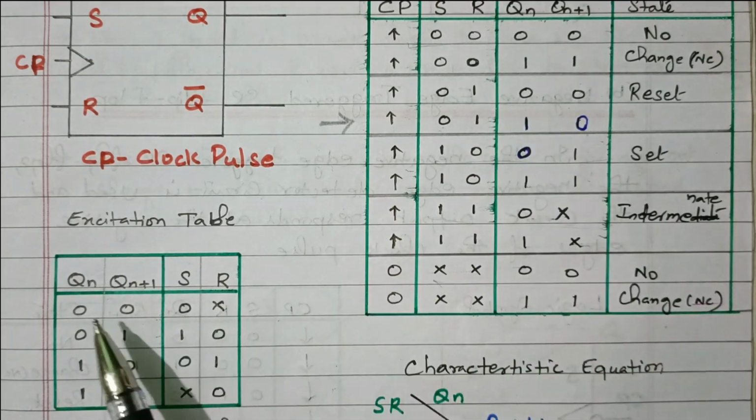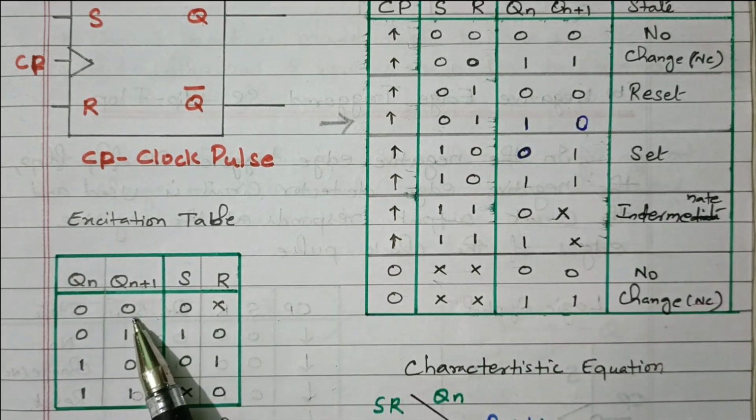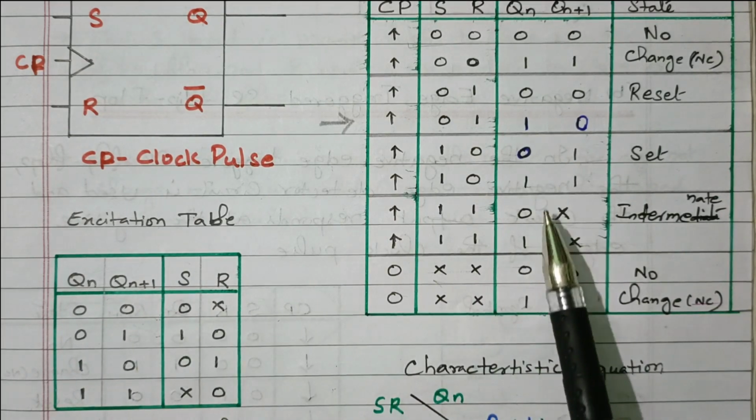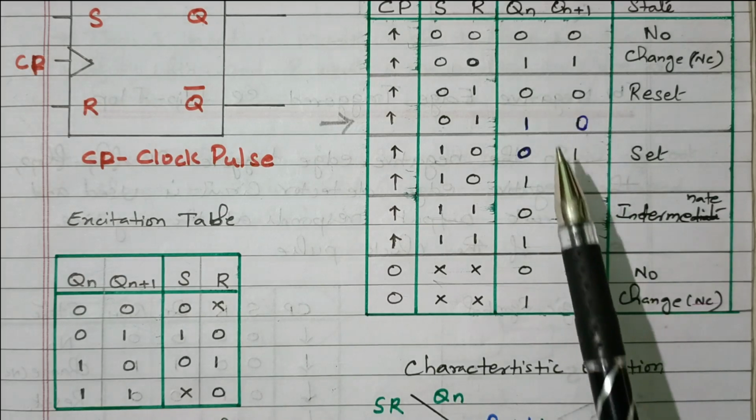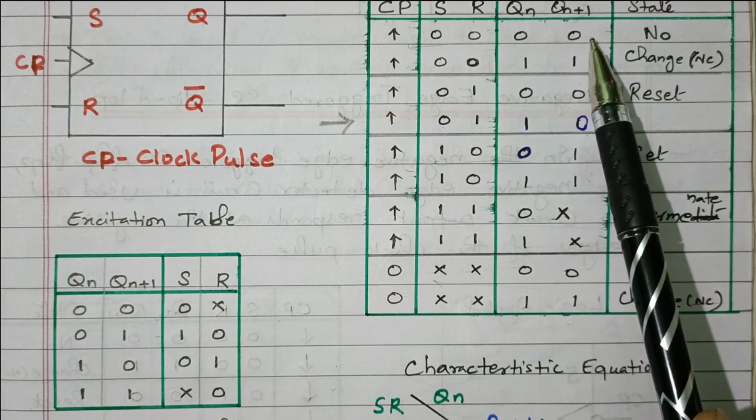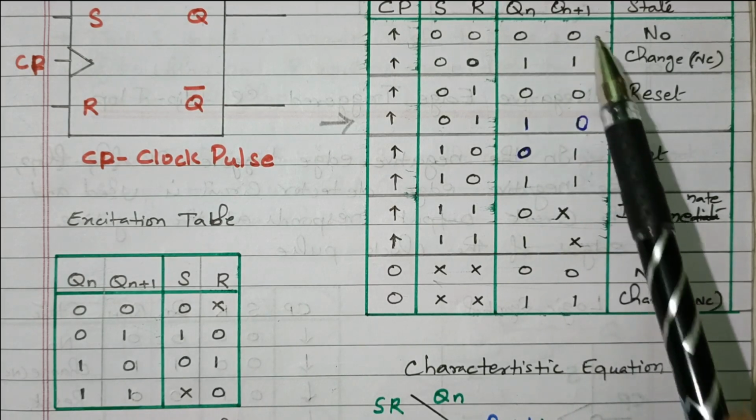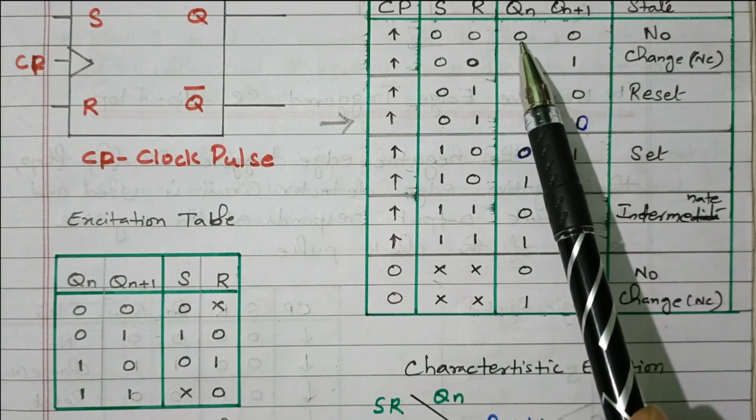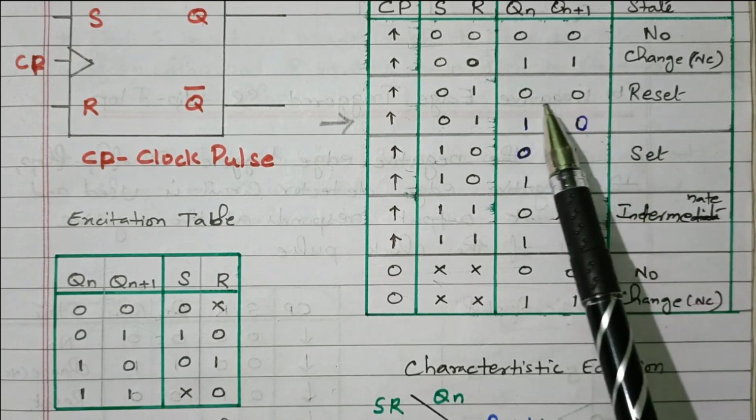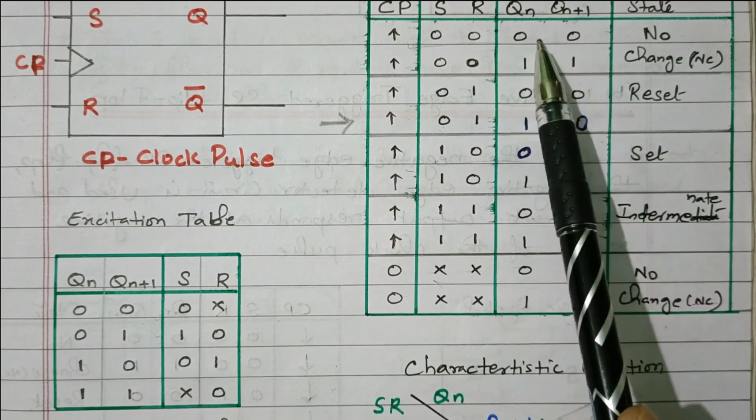right? See, this present state is 0, next state also 0. That can be decided from this truth table. We need to check for which combination we have present state is 0 and next state also 0. There are two combinations, this first and third. First and third there is no change, 0 0 is maintained. Present state 0, next state 0. What is the input here for this first combination?